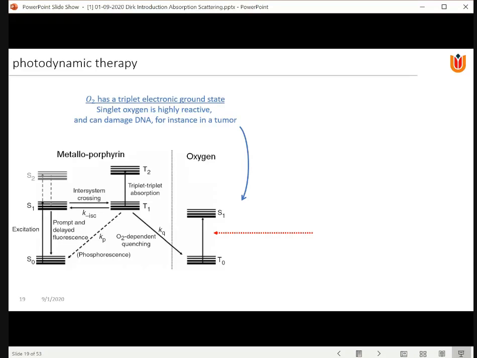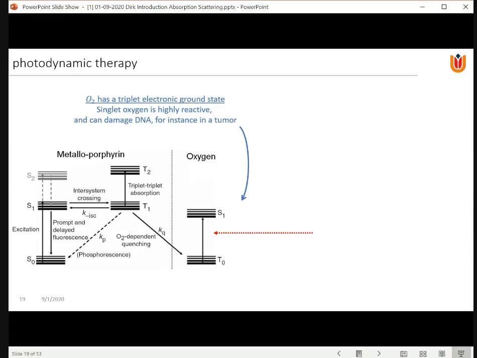Final remark, and for that I'll go back to this Jablonski diagram with the metalloporphyrin and the oxygen again. If this mechanism is used to transfer energy to oxygen, it goes from that triplet state to the S1 state, and it's called singlet oxygen. And singlet oxygen is highly reactive. So, for example, if you have singlet oxygen near DNA, it can easily damage the DNA. It can easily damage other molecules in the cells. It can do lots of damage. So you can use that for therapy.